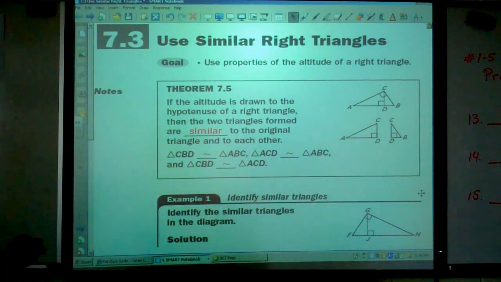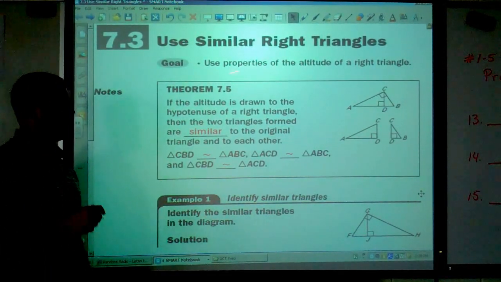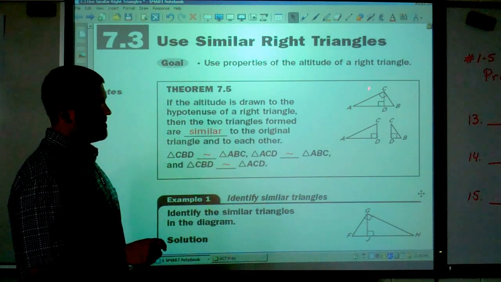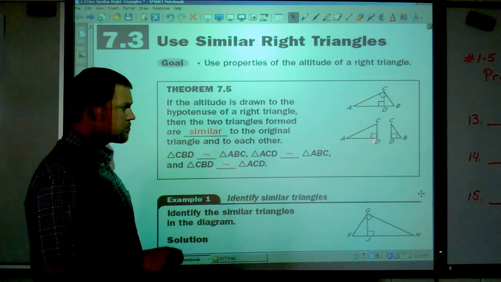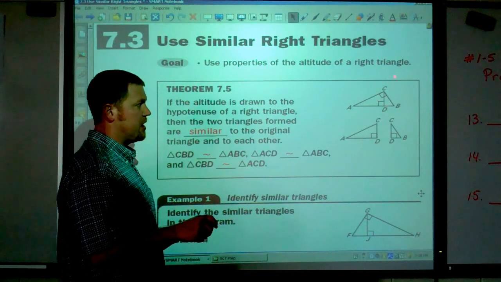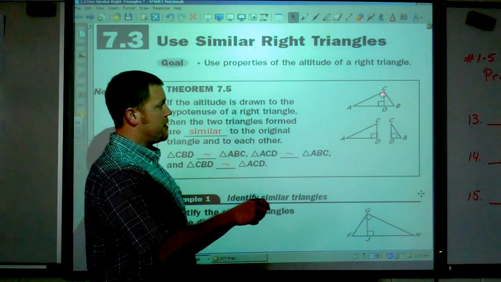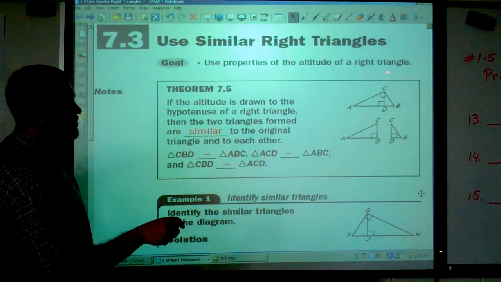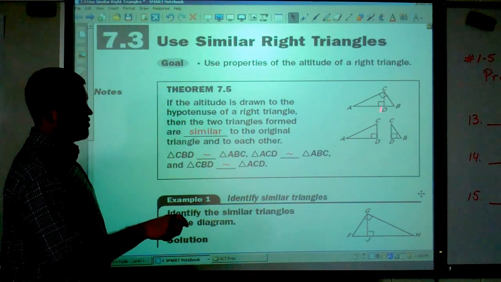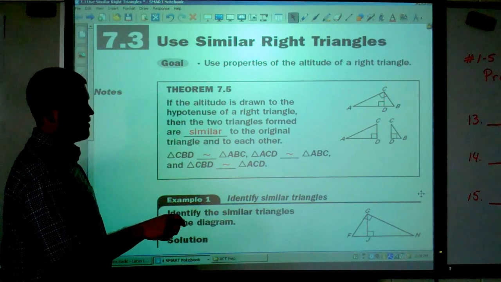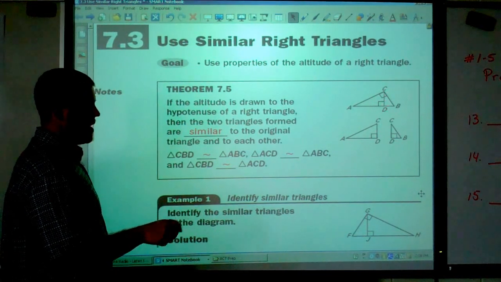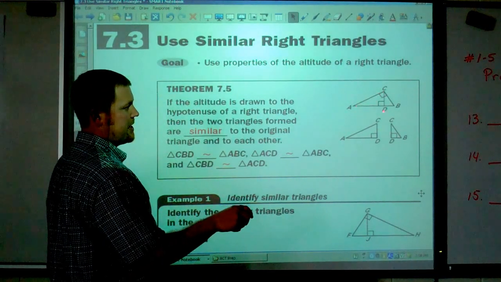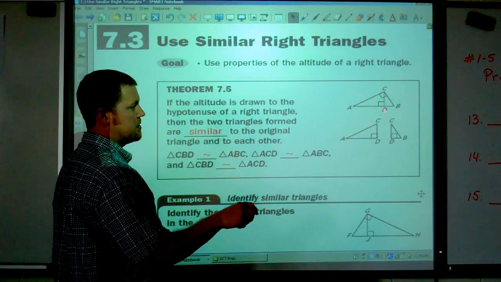Alright, here we go. Today, we're talking about using similar right triangles. Now, if we have a triangle ABC here, it's a right triangle, and we have altitude CD. And again, an altitude goes from a vertex perpendicular to the opposite side. So the altitude drawn to the hypotenuse of a right triangle, triangle ABC, forms two more right triangles, ADC and BCD.